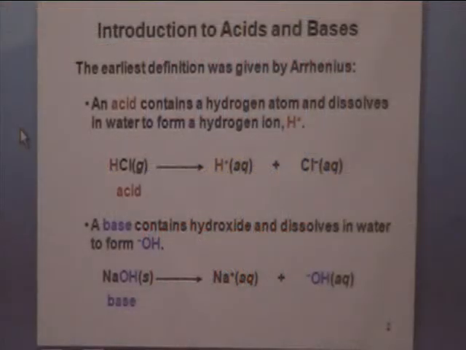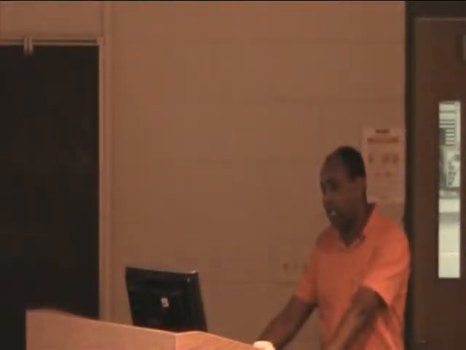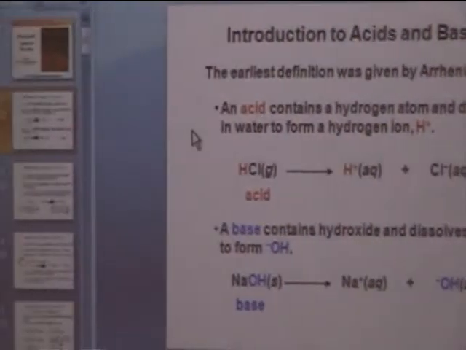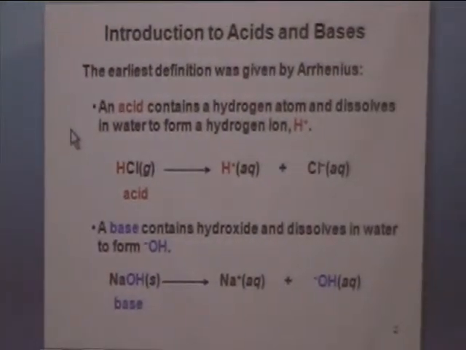Please pay attention to what we are discussing here. I'm going to define what's an acid. An acid contains hydrogen atoms and it dissolves in water to form hydrogen ions. What's an acid? An acid means it's a substance that dissolves in water. When it dissolves in water, it donates a hydrogen ion.